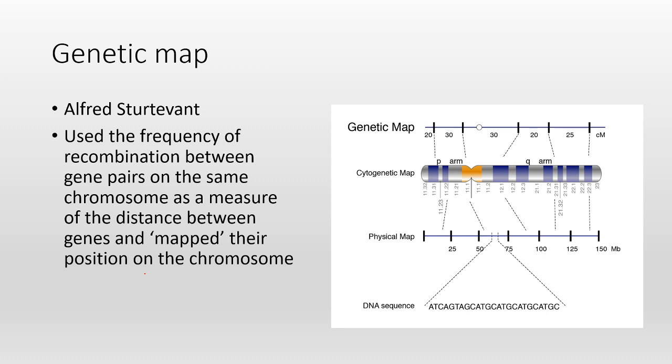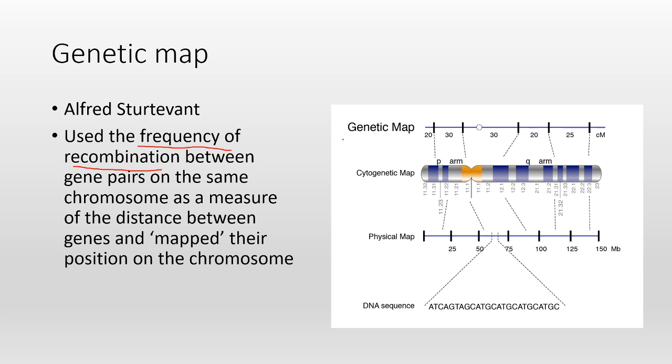Now, based on all of these studies, the student of Morgan, that is Alfred Sturtevant, used the information from the study, that is the frequency of recombination. What data did he take? Frequency of recombination between the gene pairs on the same chromosome, and he measured the distance between genes, and he created something called the genetic map.